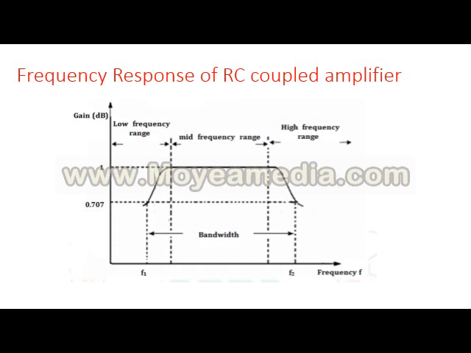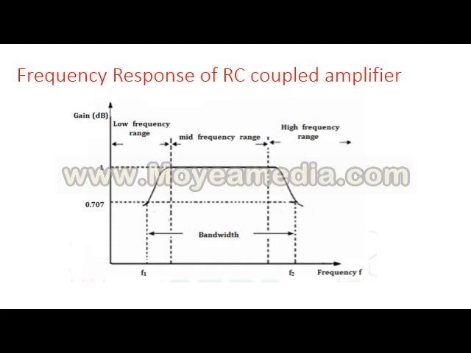In this curve there are three regions. First is the region of low frequency, then the region of mid frequency, and the region of high frequency. Low frequency range means frequency less than 50 Hz. High frequency range means frequency greater than 20 kHz. So these 50 Hz and 20 kHz are approximate values. Okay.